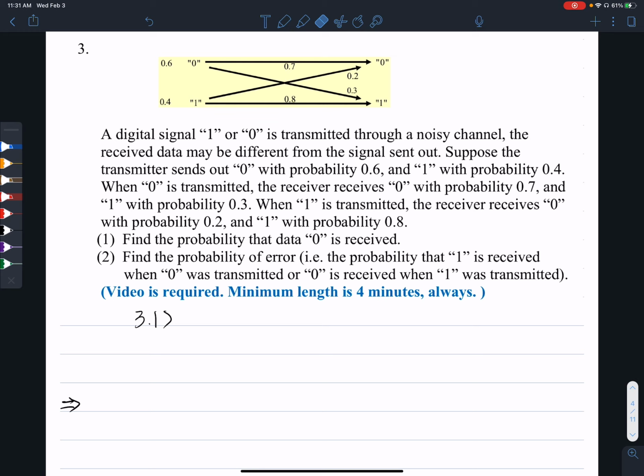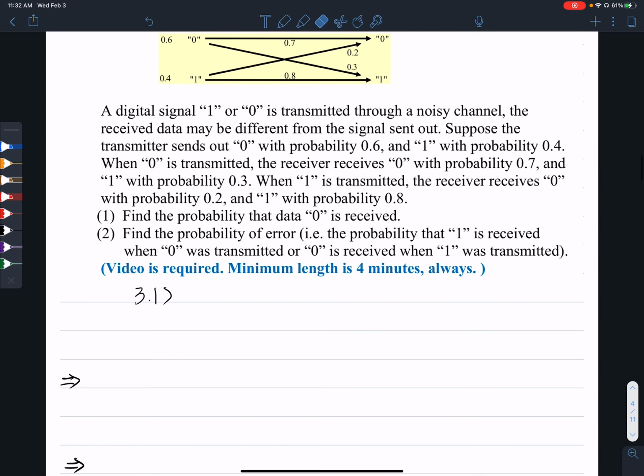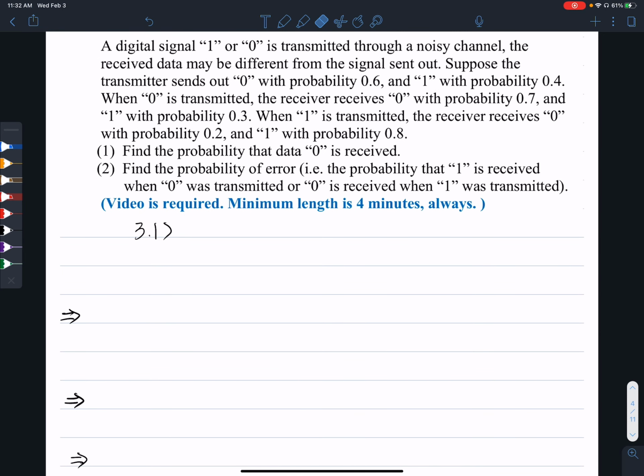If 0 is transmitted, the receiver receives 0 with probability 0.7 and 1 with probability 0.3. If 1 is transmitted, the receiver receives 0 with probability 0.2 and 1 with probability 0.8. So question 1: find the probability that data 0 is received.